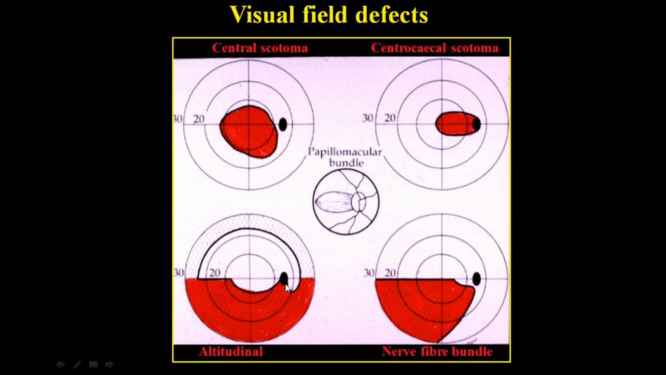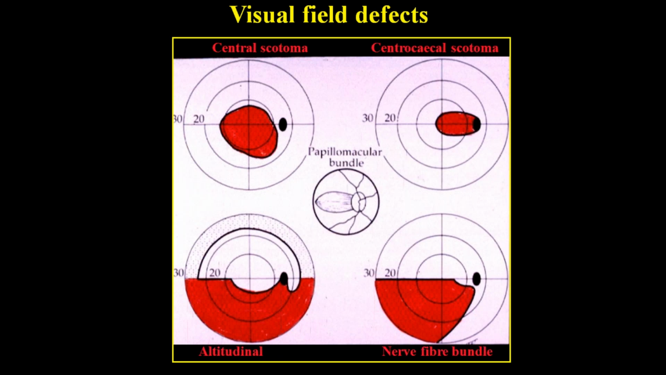If you see a defect something like this, this is called an altitudinal defect. It starts to extend from the blind spot and ends in the horizontal raphe here. So this is a classic presentation of visual field defects in optic nerve dysfunction. If some single nerve fiber bundle is affected, then the field defect will be something like this.